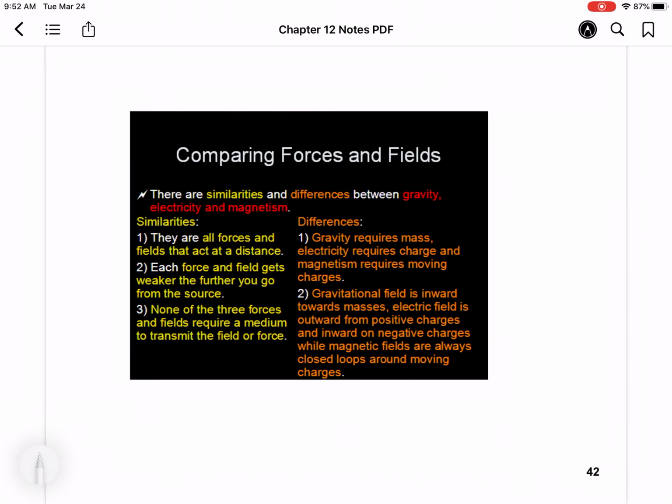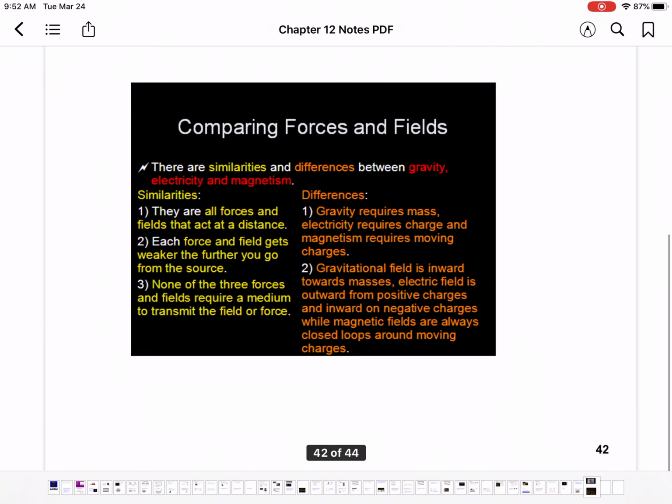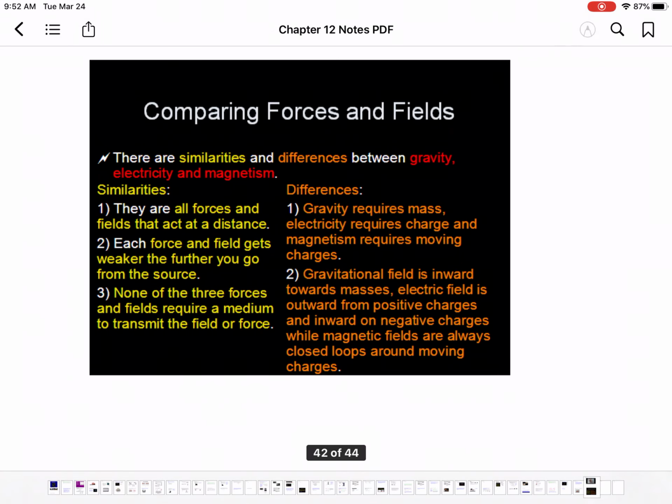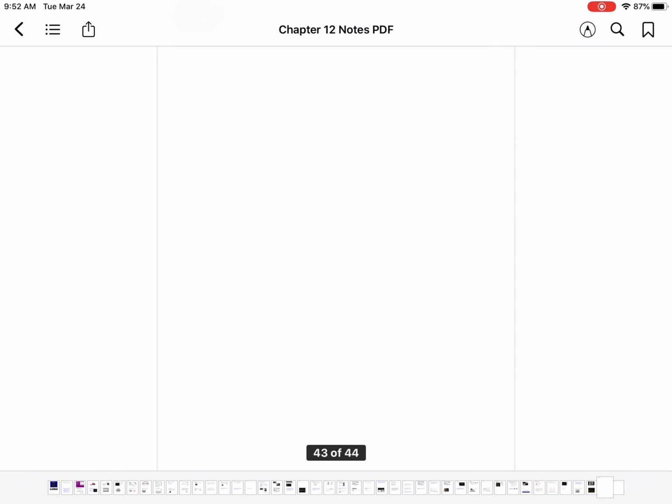Alrighty, so that is the end of chapter 12. This whole medium concept, that they don't need a medium, is really important, because that leads basically into the discovery of what a photon is and how it works. We're going to see that in chapters 13 and 14. All right, that's chapter 12.